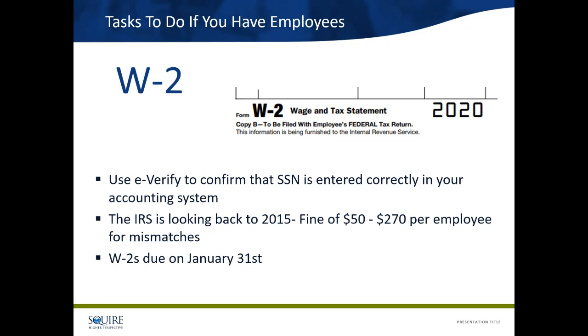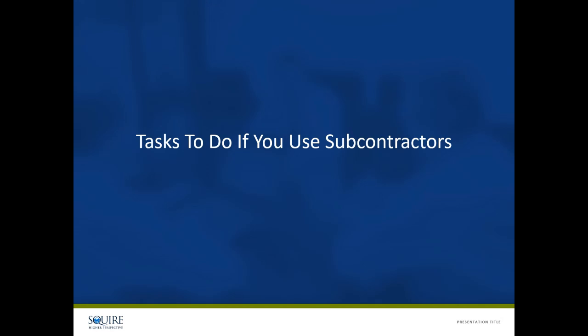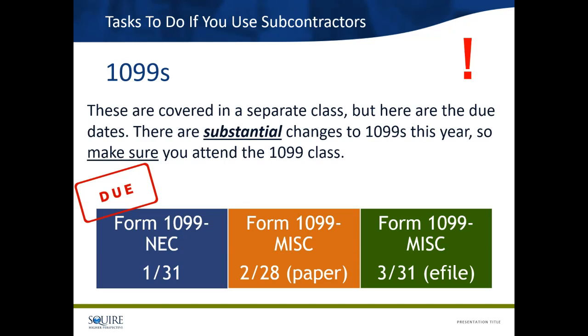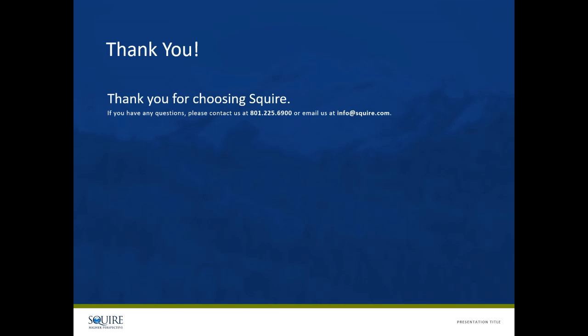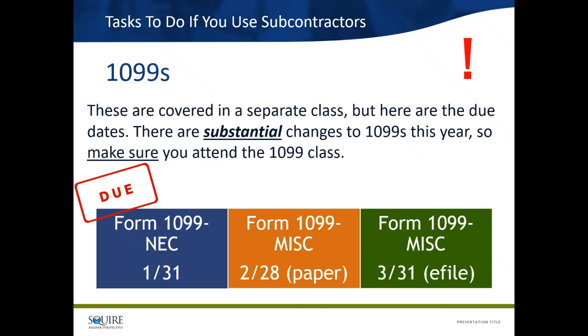The last thing we're going to cover is what to do if you use subcontractors. I'm not really going to cover this, we're just going to touch on it. This is just a reminder that it's 1099 time. These are going to be covered in a separate class, and that is in the announcements for the meeting, so you can check that, and there should be a link for you to register. This year is so key because there are substantial changes to the 1099s this year. So really make sure that you make time to attend that 1099 class.